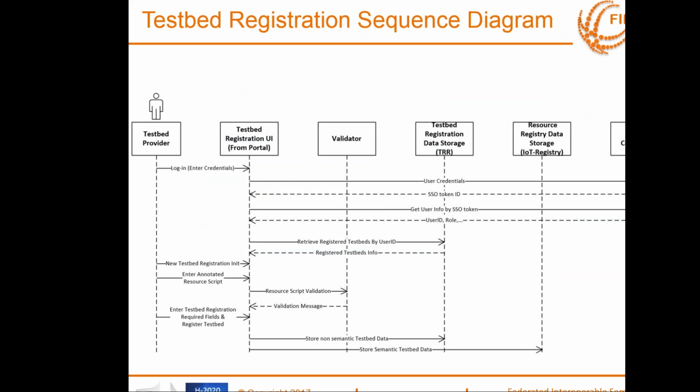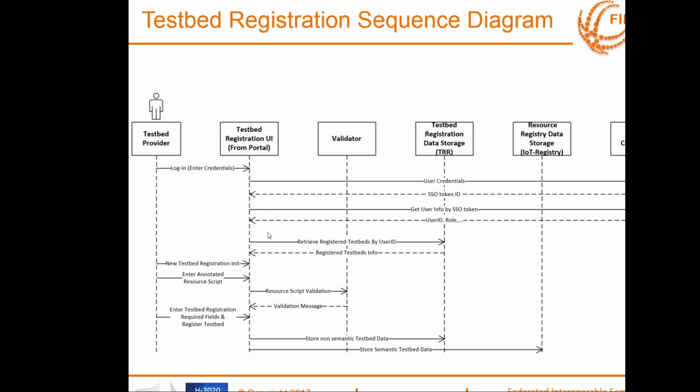And the interaction for this: the first step is for you to log in to the testbed registration user interface, and then a procedure starts from the testbed registration in order, from your credentials, to retrieve your token ID from the security component, and then from your token ID to retrieve additional information about you, like your user ID, your role, what you can access, etc. But this happens internally to the platform.